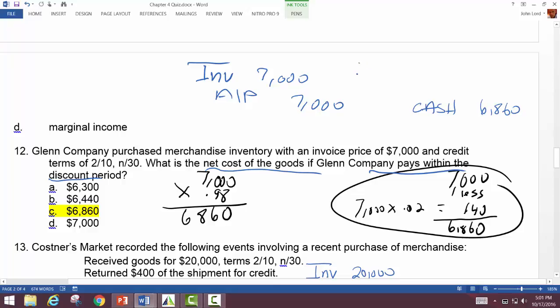We're going to debit the account payable for the full 7,000 because he says he'll just take 7,000. Then I'm going to credit the inventory, right? Because I'm paying less for that inventory, and I'm going to credit it for the discount, which is 140 in this example, in this problem.